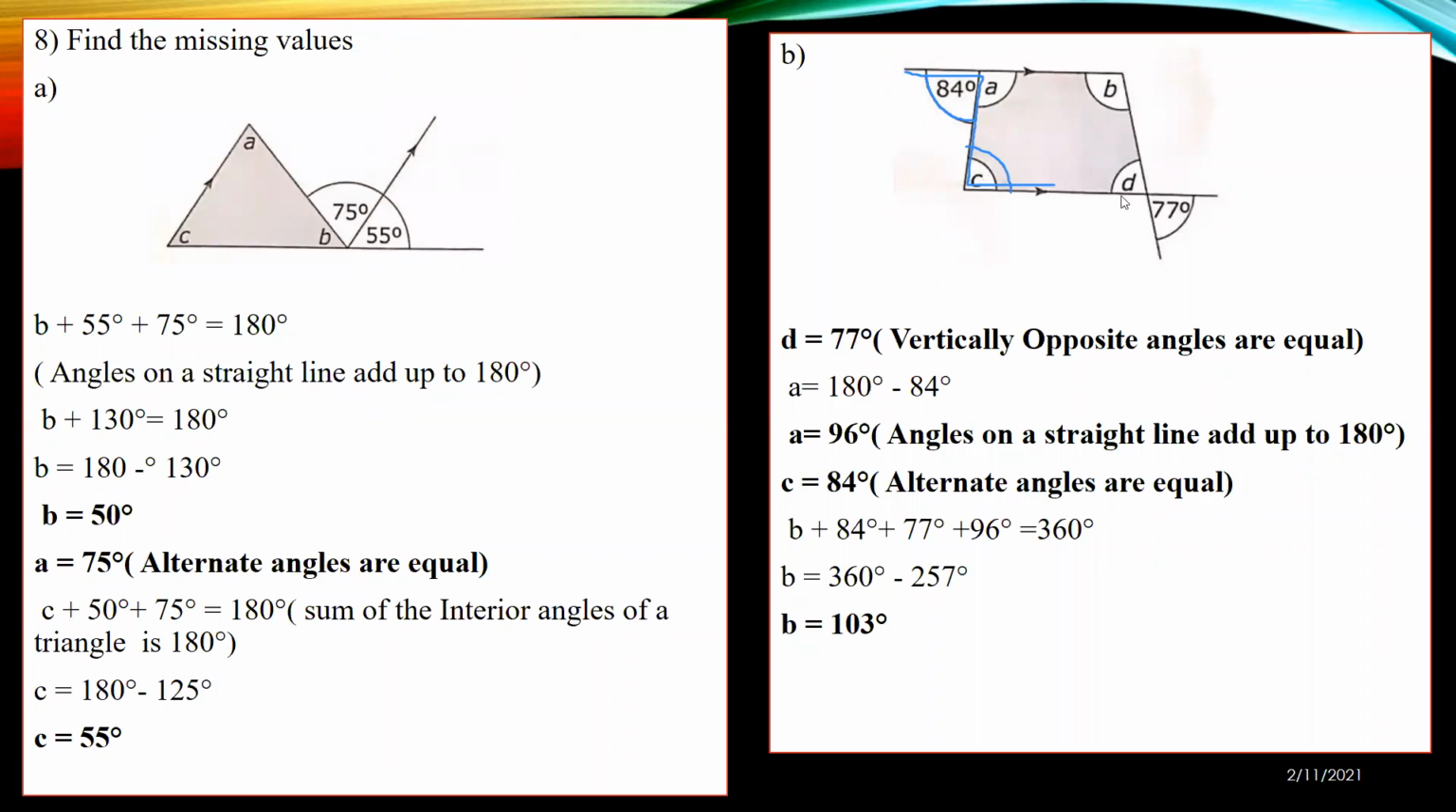Then I know the C angle and this is the vertically opposite angle. Now here you can take angles on a straight line, add up to 180. Then you can get the A value as 96. Now I know my C value, A value and D value. Therefore you can apply the sum of the interior angles of a quadrilateral add up to 360. So with that, you can find the value for B as 103 degrees.